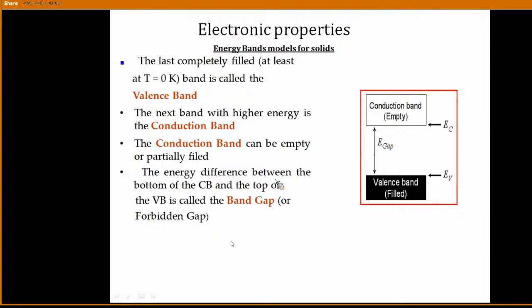Now, the energy difference between the bottom of the conduction band and the top of the valency band is called the band gap. I'm just introducing the terminology: what is the valency band, what is the conduction band, what is the band gap, and what is the Fermi level. This terminology is important if you want to move further. Now, what is the band gap? It is the energy difference between the bottom of the conduction band and the top of the valency band.